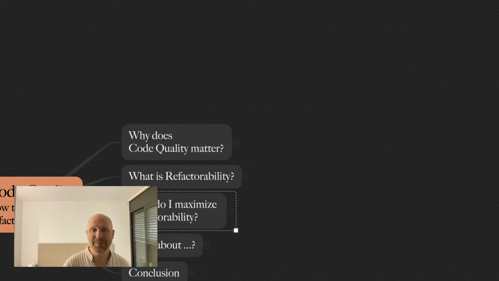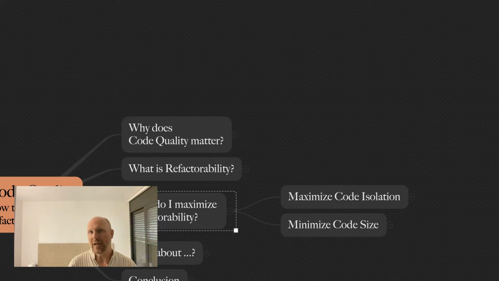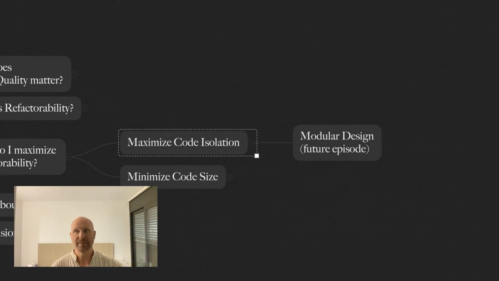So now to the meat of the matter: how do we maximize refactorability? I think it falls into 2 major categories. One is maximizing code isolation, and the other is minimizing code size. For maximizing code isolation, we're really talking about modular design. As we just said about refactorability, we want to be able to make a change in one spot and not be afraid that it's going to break anything else. So when I'm changing one module, all the other modules should be strongly isolated so that they're not impacted by my change. Or if someone edits some other module, they're not going to impact the module that I am dealing with.